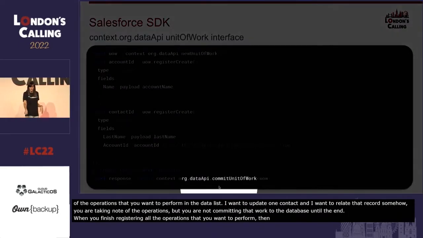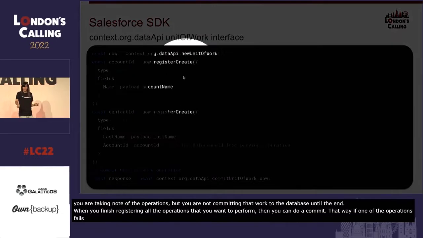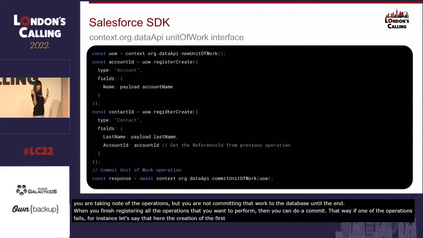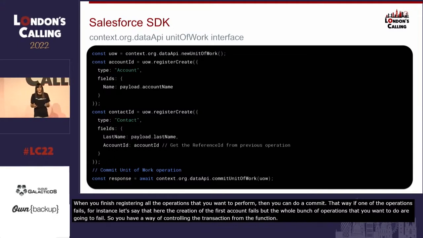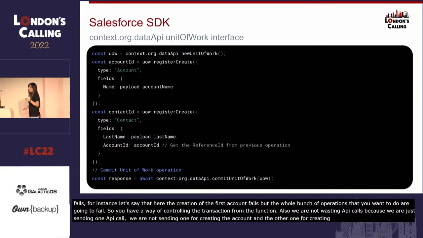That way, if one of the operations fails, for instance, let's say that here the creation of the first account fails, the whole bunch of operations that you want to do are going to fail. So you have a way of controlling the transaction from the function. And also, we are not wasting API calls because we are just sending one API call. We are not sending one for creating the account and another one for creating the contact. Okay? So this is very useful.